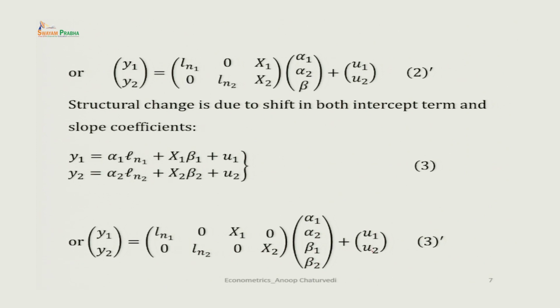So, you can easily observe that in 3 dash, if we simplify 3 dash, then we get y1 equal to l_n1 alpha 1 plus 0 into alpha 2 plus x1 beta 1 plus 0 beta 2 plus u1. So, you get this first equation. Similarly, you obtain the second equation also from 3 dash.